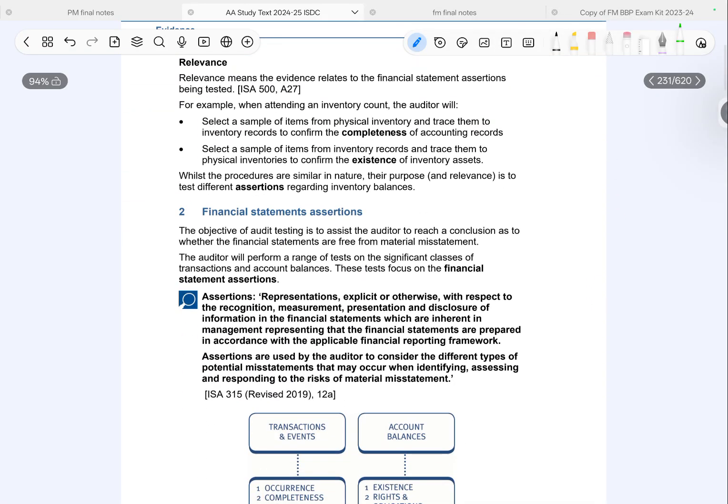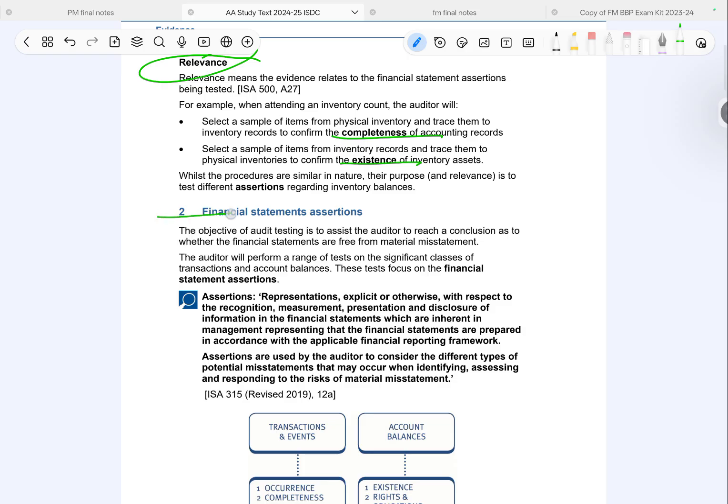Okay, so now let's quickly understand relevance and its assertions. Relevance simply means the evidence must relate to what you're actually testing. For example, during an inventory count, the auditor does two similar looking procedures but for different purposes. First, they pick items from physical inventory and trace them to records. This checks completeness. Second, they pick items from records and trace them back to physical inventory. This checks existence. Same process, different direction, different purpose. That's what relevance is all about.